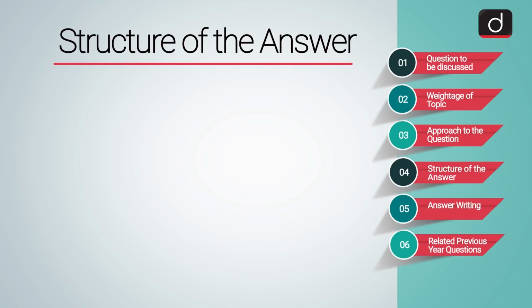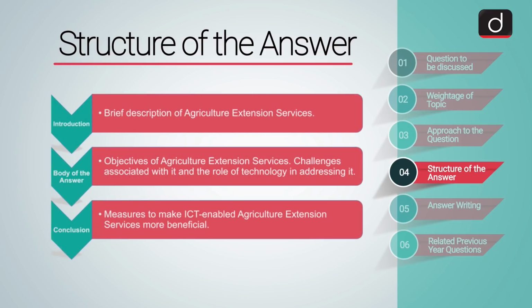Moving towards how to structure the answer. The first part of the answer will be the introduction, which will include a brief description of Agriculture Extension Services. The second part of the answer, that is the body, includes objectives of Agriculture Extension Services, challenges associated with Agriculture Extension Services, and role of technology in addressing the above challenges. Lastly, in our conclusion, we will suggest some measures to make ICT-enabled Agriculture Extension Services more beneficial.